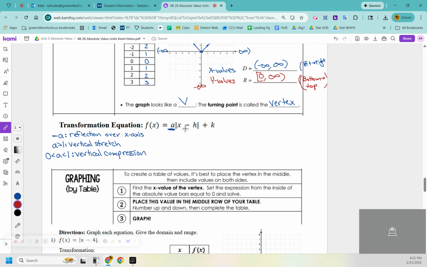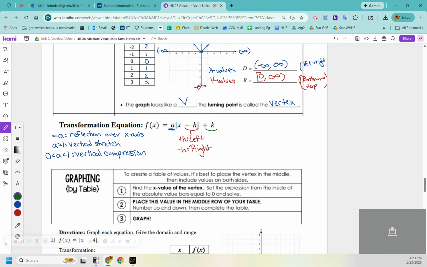Inside is opposite of what you see. So if you see a plus H, that means you had to plug in a negative because two negatives make a positive, and that's going to be left. So if you see a plus, it's actually going to go to the left because two negatives make a positive. Negative H is actually going to go to the right, because I would have plugged in a positive because the equation's negative.